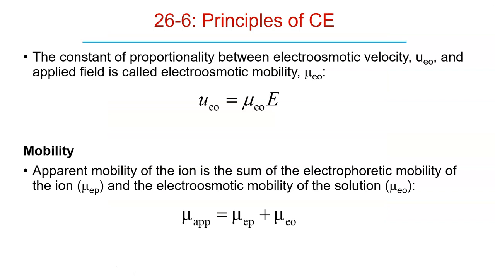The nitty-gritty of it is that there is a constant of proportionality between the electroosmotic velocity and the applied field, and this is called electroosmotic mobility. Every ion in solution has a particular velocity as well as a mobility. When you apply that big electric field, that voltage, capital E here, those ions are going to start to really move.